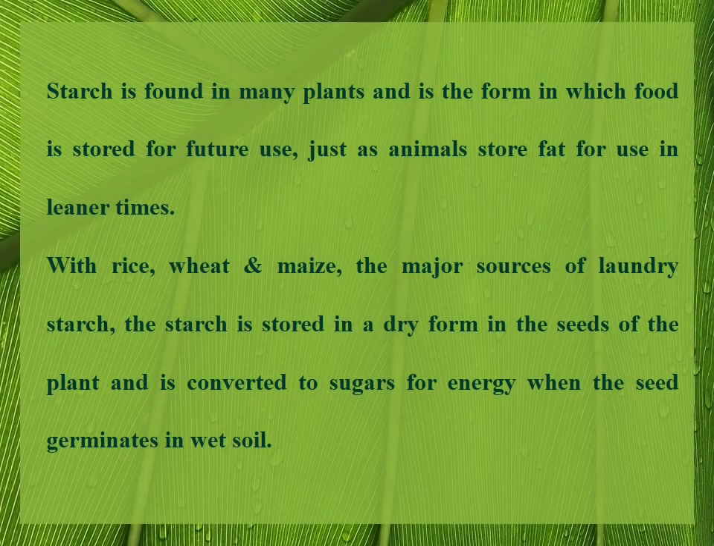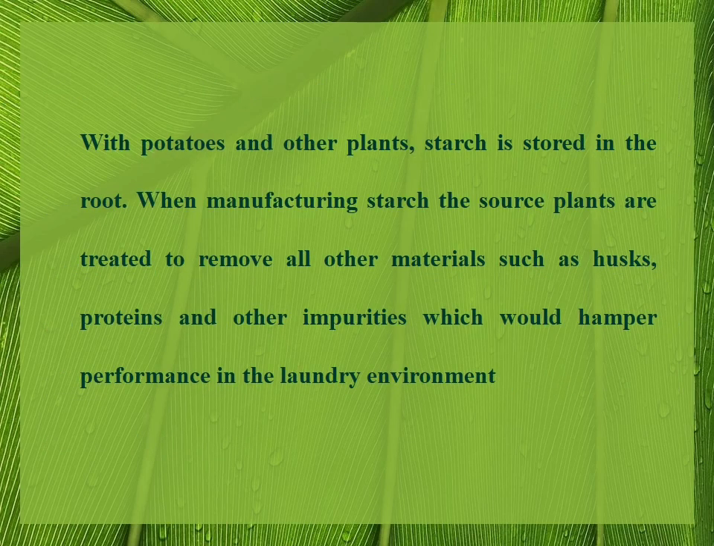Source of starch. Starch is found in many plants and is the form in which food is stored for future use, just as animals store fat for use in leaner times. With rice, wheat, and maize, the major sources of laundry starch, the starch is stored in a dry form in the seeds of the plant and is converted to sugars for energy when the seed germinates in wet soil. With potatoes and other plants, starch is stored in the root.